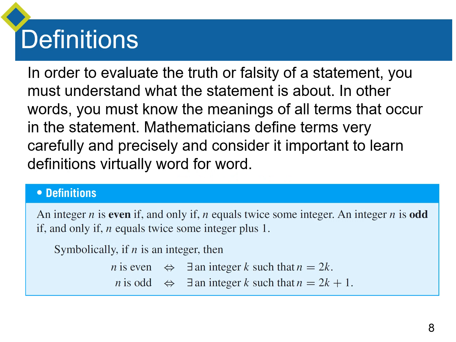In order to evaluate the truth or falsity of a statement, you must understand what the statement is about. In other words, you must know the meanings of all terms that occur in the statement. So you are given this definition. An integer n is even if and only if n equals twice some integer. An integer n is odd if and only if n equals twice some integer plus 1.